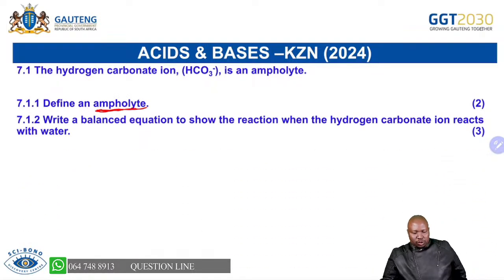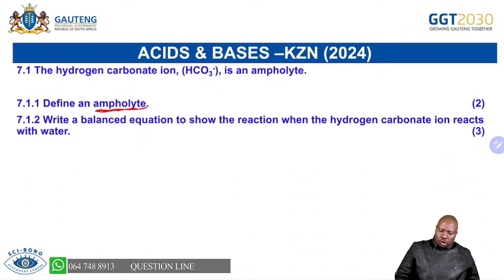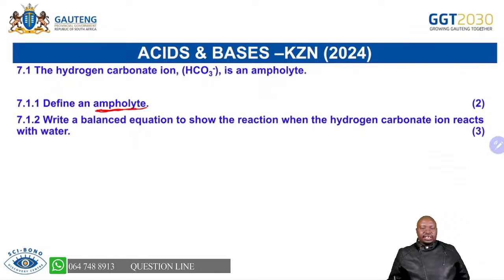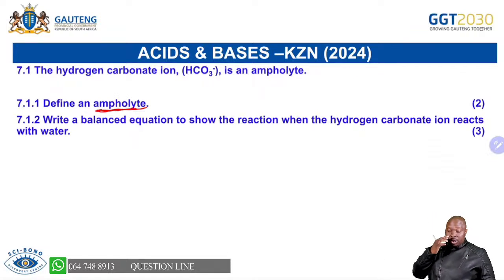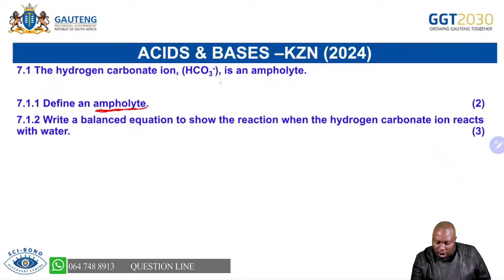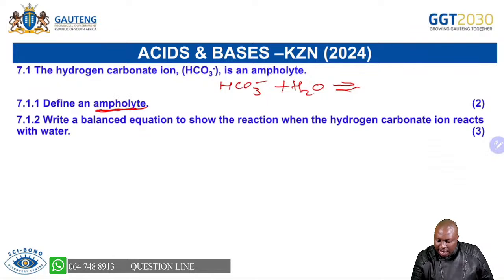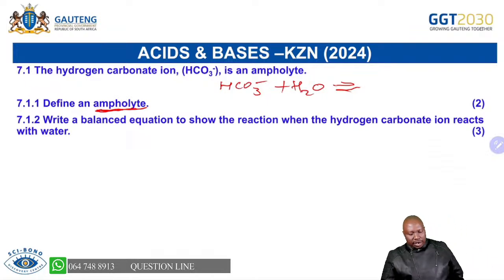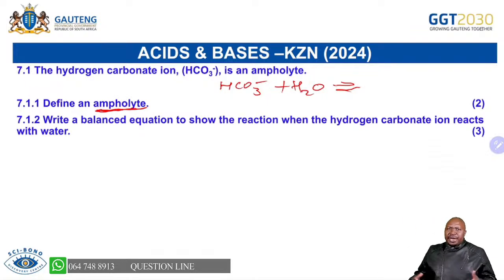Write a balanced equation to show the reaction when hydrogen carbonate ion reacts with water. So now you're just putting it in water. That is HCO3 minus. I'll just write it here at the top for the sake of space. HCO3 minus in water, H2O plus. Then you are able to show what it will do now. Will it be acidic? Will it be basic?